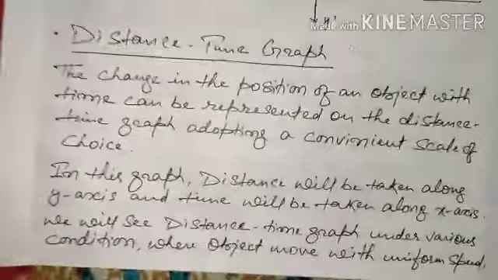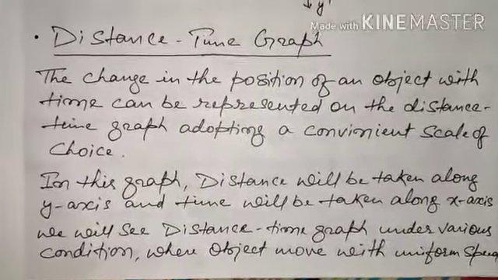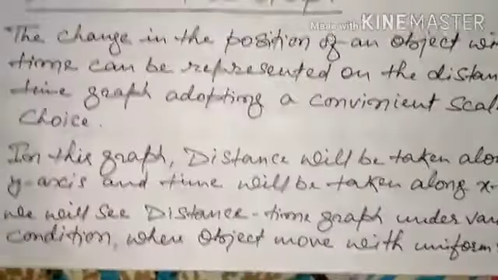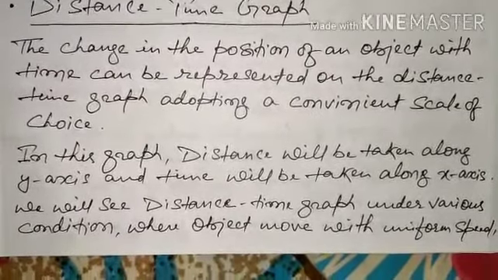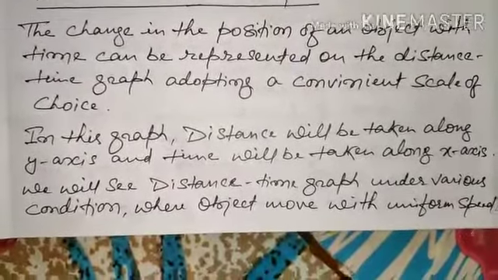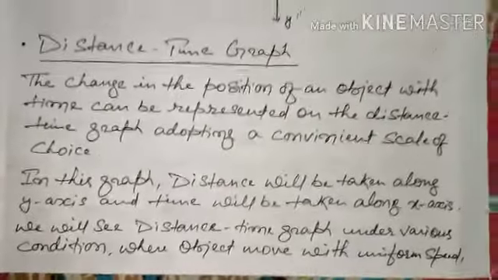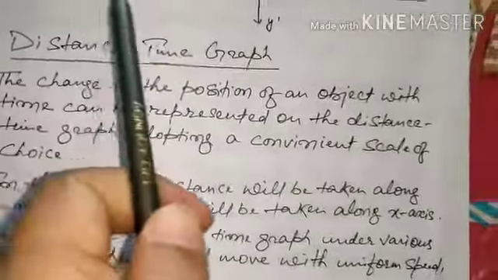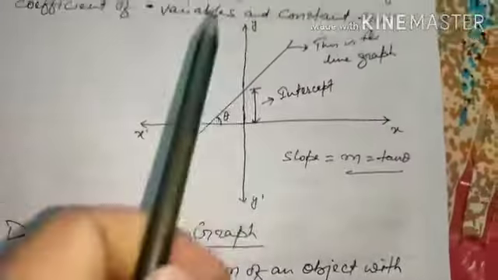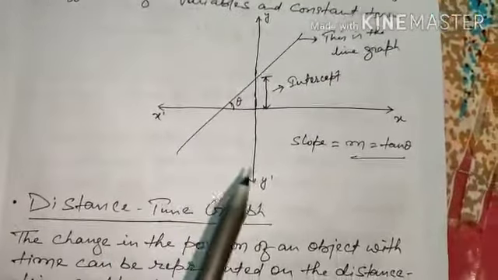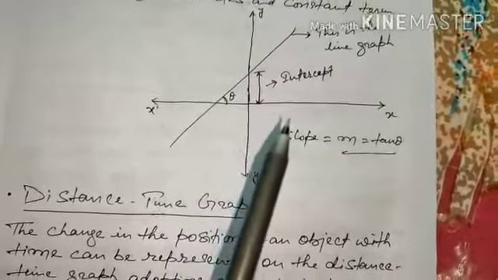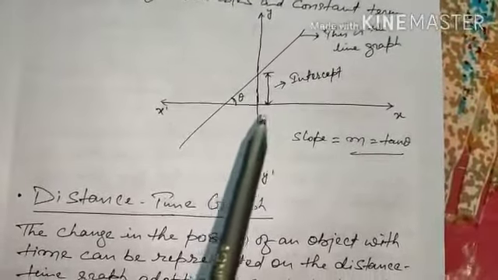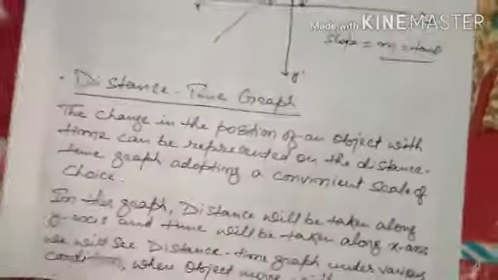Now moving on, the distance time graph. Directly after this discussion, we can move on to the distance time graph. The change in the position of an object with time can be represented on the distance time graph adopting a convenient scale of choice. Convenient scale of choice means that to represent the data on the axes, we can use a convenient scale. Like if we represent 1 meter with 1 centimeter, or 1 kilometer with 1 centimeter, that is the choice of scale it is talking about.